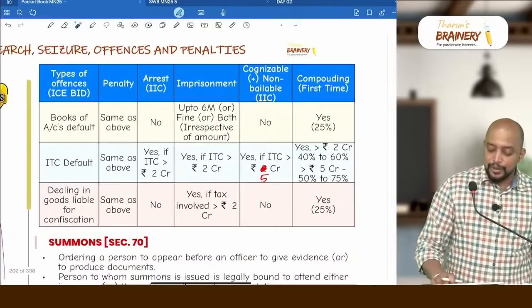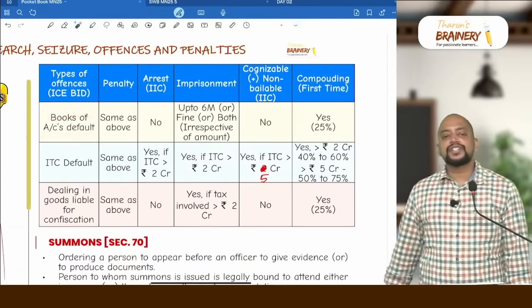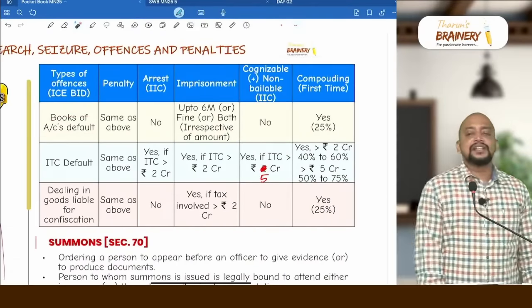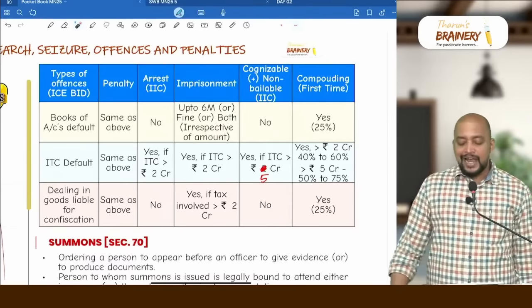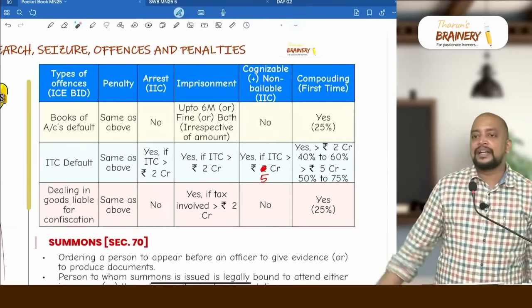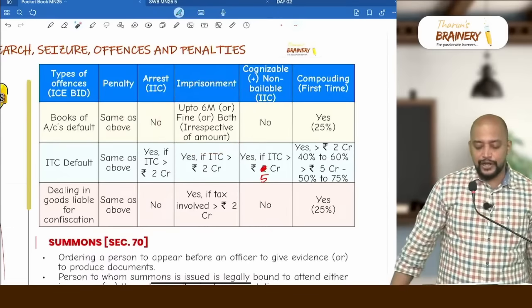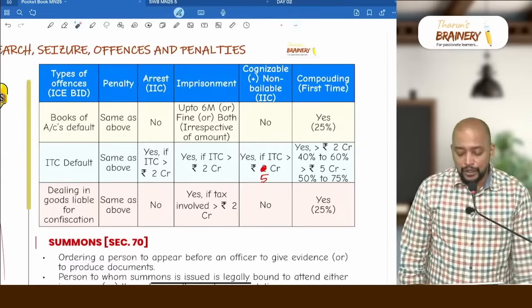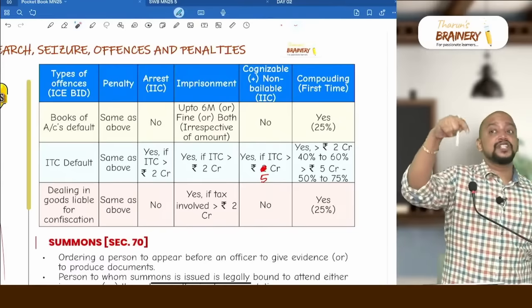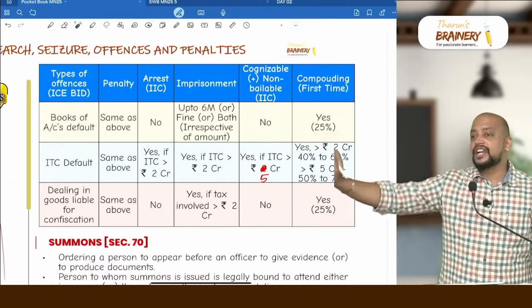Then next, books of accounts default. Penalty is the same. And will there be arrest? No, impossible. And what about imprisonment? Imprisonment is there, but it is different: up to 6 months or fine or both. Cognizable and non-bailable? No. Compounding, yes, as it is a books of accounts default, flat 25%.